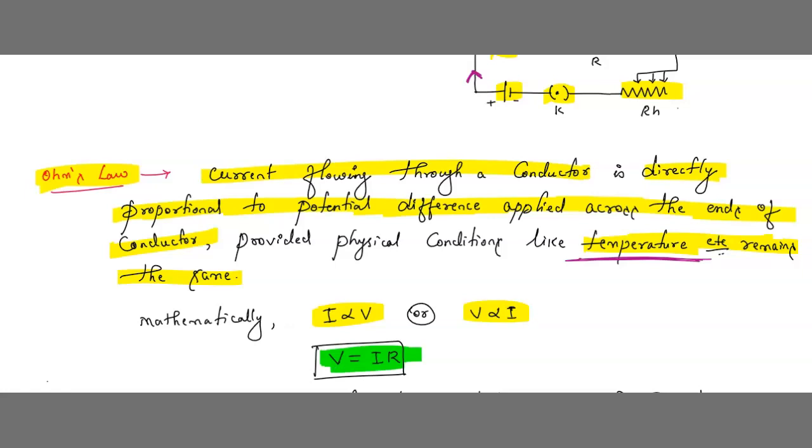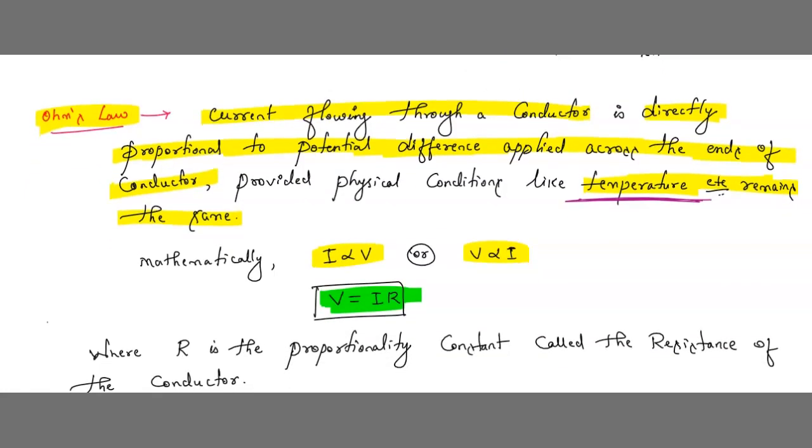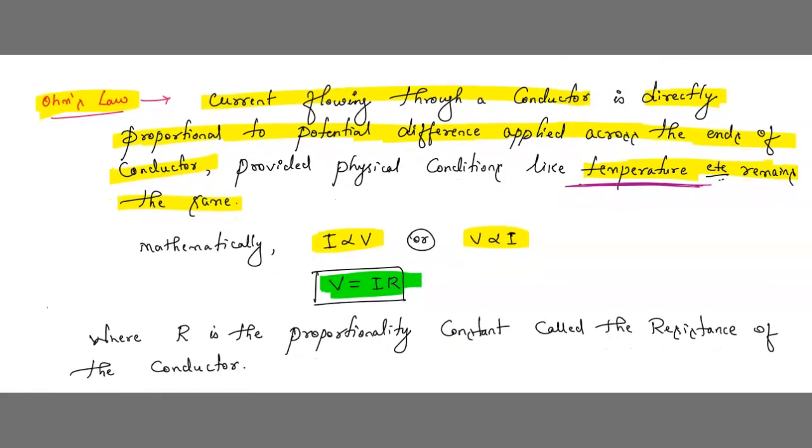Is this clear? So this is the mathematical form of Ohm's law, where R is the proportionality constant, which is also called the resistance of the conductor. What is it called, children? The resistance of the conductor. R is called the resistance of the conductor.